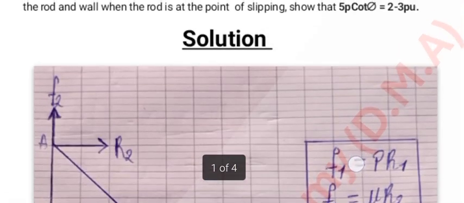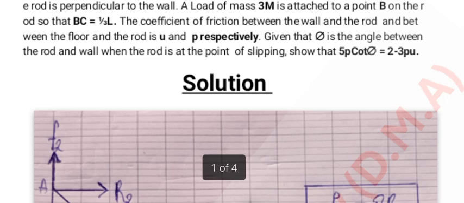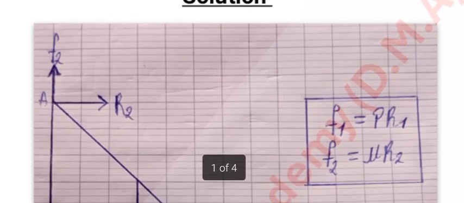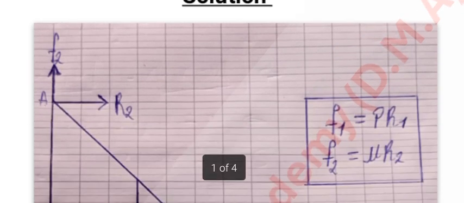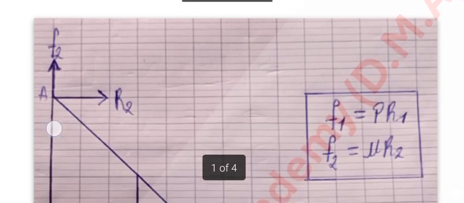Okay, after that, given that theta is the angle between the rod and the wall when the rod is at the point of slipping, show that 5p cot theta is equal to 2 minus 3pu. They said theta is the angle between the rod and the wall, not the rod and the floor. Take note of that also. It means that theta will be somewhere here like this, up.